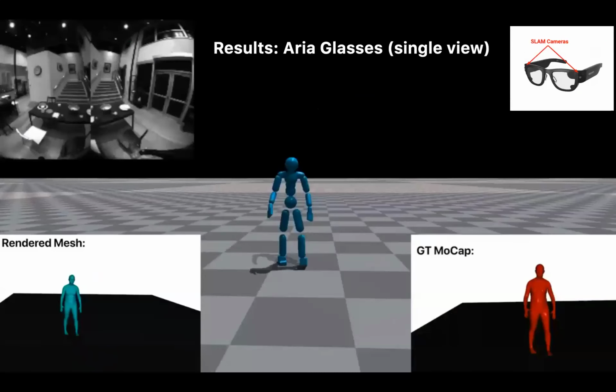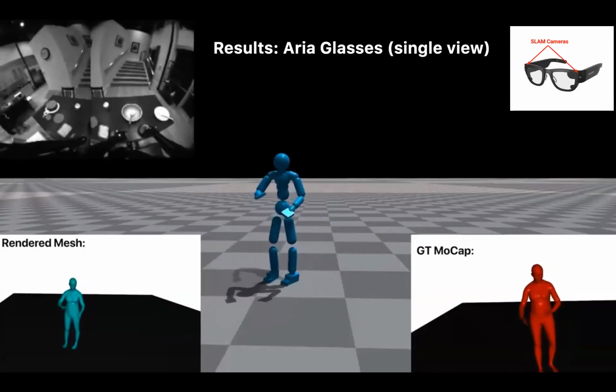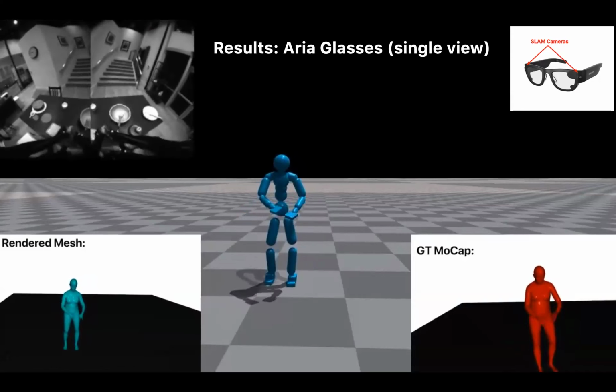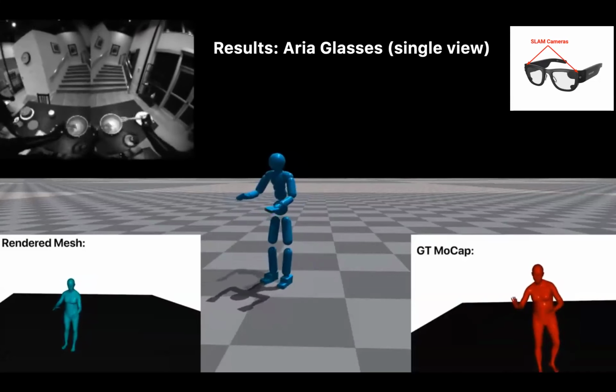All right, so we did the same thing with the Aria Glass. Aria Glass, if you know, has 2 or 3 cameras, right, left, and center. This is showing, I think, results just for the single view. Again, at the top, you see the Aria Glass input. Then you see the estimated pose there in the middle.